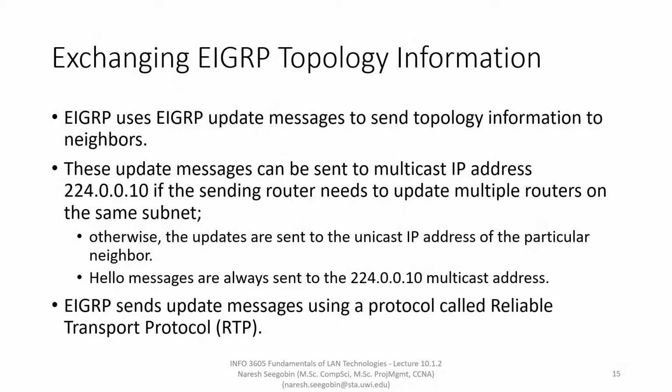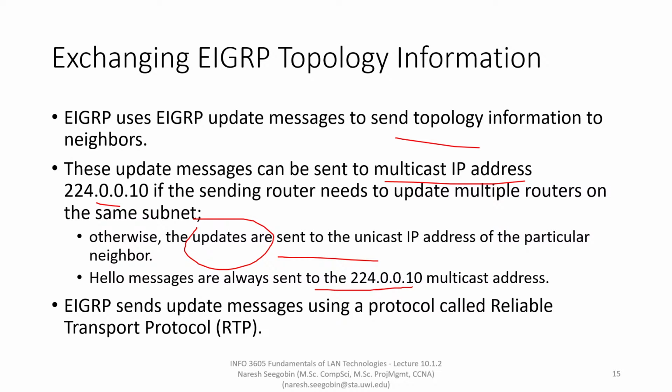Right, so let me just skim and finish. Update messages to neighbors can be sent to the multicast IP address, which we know already. If not to the multicast, they're also going to send to the unicast IP address of the neighbor. Hello messages are sent to the 224.0.0.10 multicast. So this will happen here. Updates are sent to the unicast IP, whatever IP you set, 192.168 or whatever, while the hellos are sent to the multicast. And based on the protocol spec, it doesn't matter.